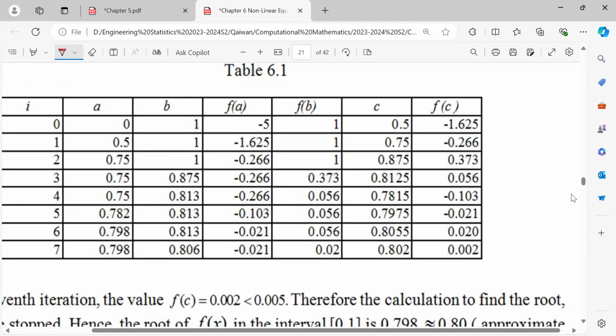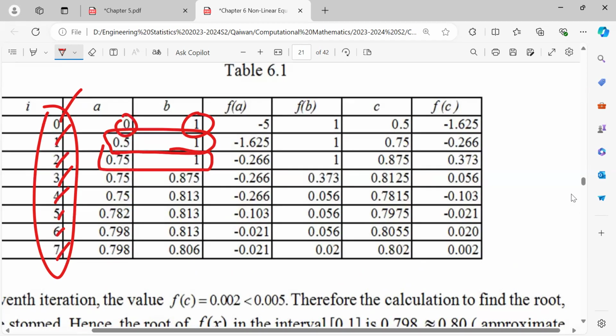This is what we do here. These are iterations: iteration 0, 1, 2, 3, 4, 5. Iteration 0 is the one which is given. It's the interval which is given. In the second iteration, we go to this interval, 0.5 and 1. In the third one, we go 0.75 and 1. And then we continue till the difference between these two, in absolute value, is less than the error, 0.05.